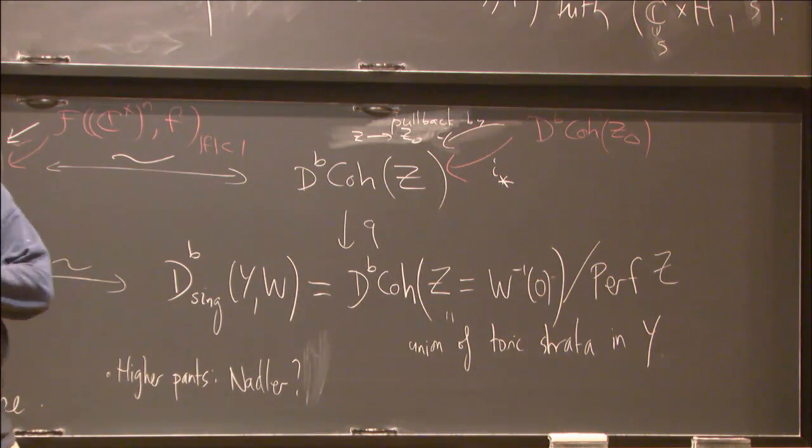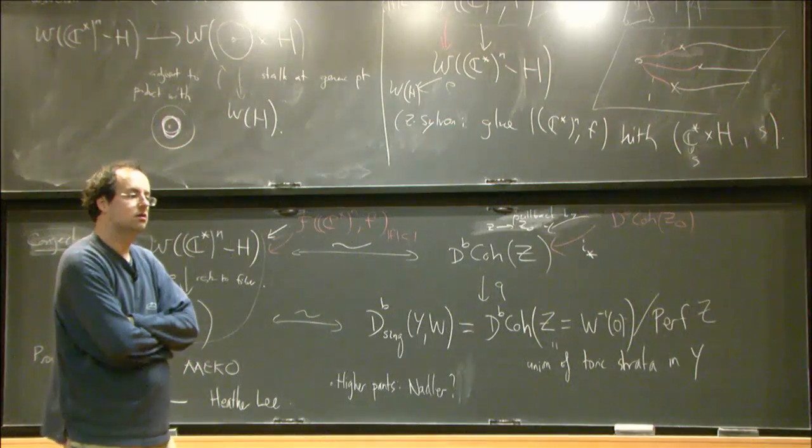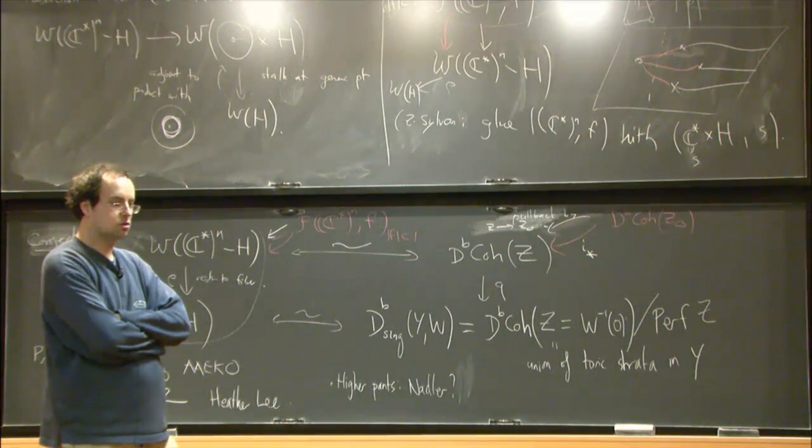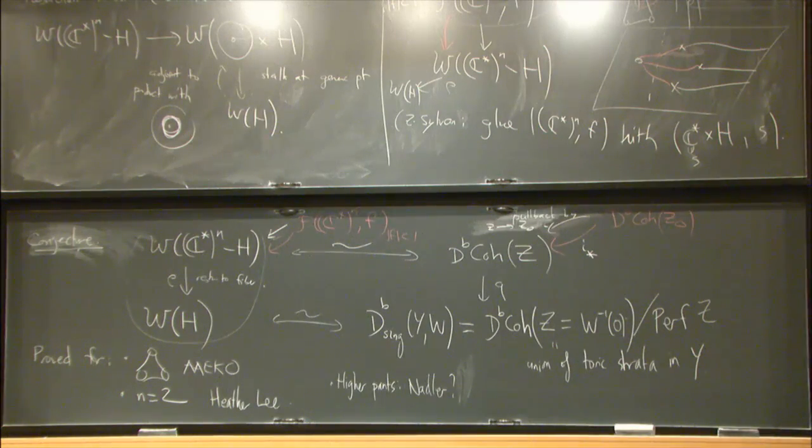Does that mean that some intersecting points? Sorry, say again? Can you imagine some configuration where another component of Z intersects Z0 in two different... No, they don't. No, because it's a toric diagram. See, it's governed by the tropicalization.